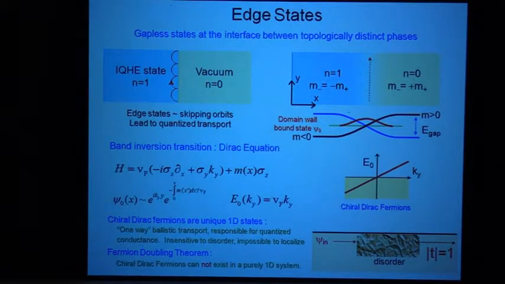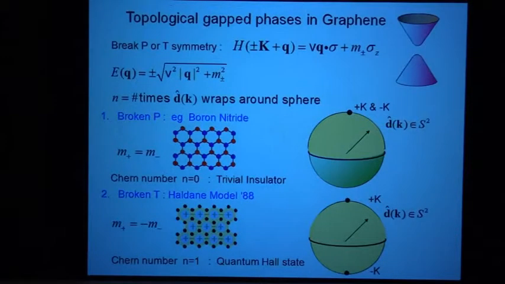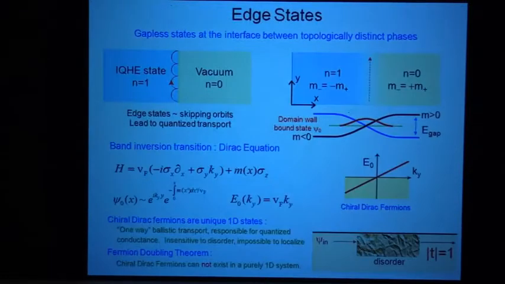Okay, so if we have a boundary between n equals 1 and n equals 0, I can think of that as a boundary between this and this, where I just change the sign of the mass term at one of the k points. At one of the k points, on this side the masses are opposite each other, and on this side the masses are equal to each other.